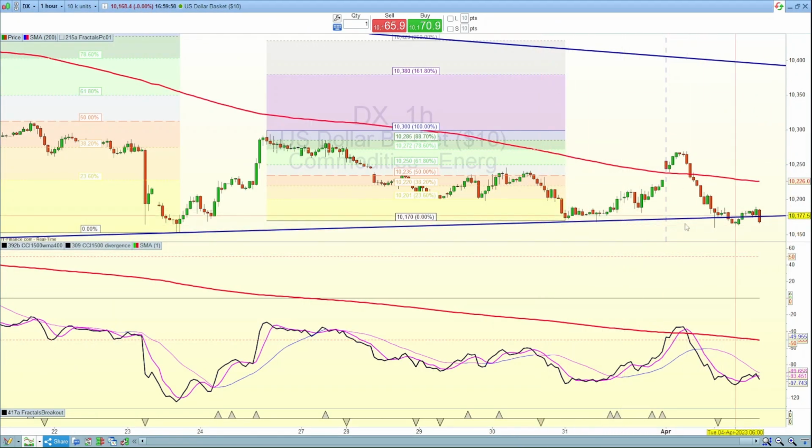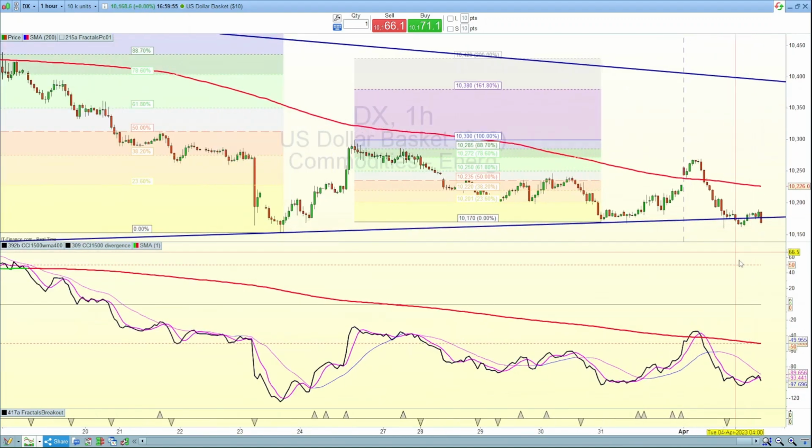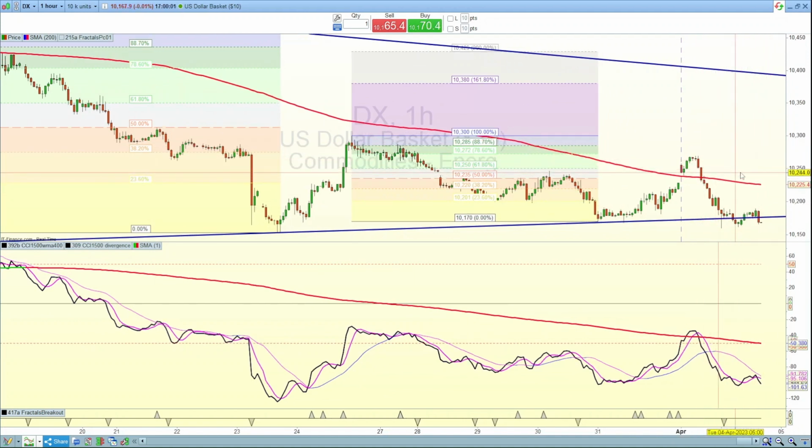Now at the moment, it is bouncing off this ascending trend line. So you could potentially wait for it to bounce to the upside and then reverse. Once it reverses to the downside again, take further short trades.